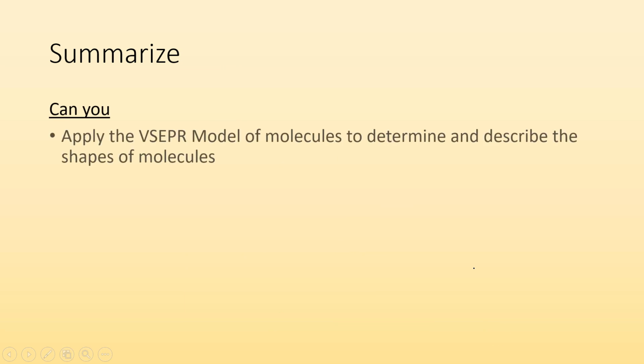All right, so to summarize: can you apply the valence shell electron pair repulsion model of molecules to determine and describe the shapes of molecules? I hope so.